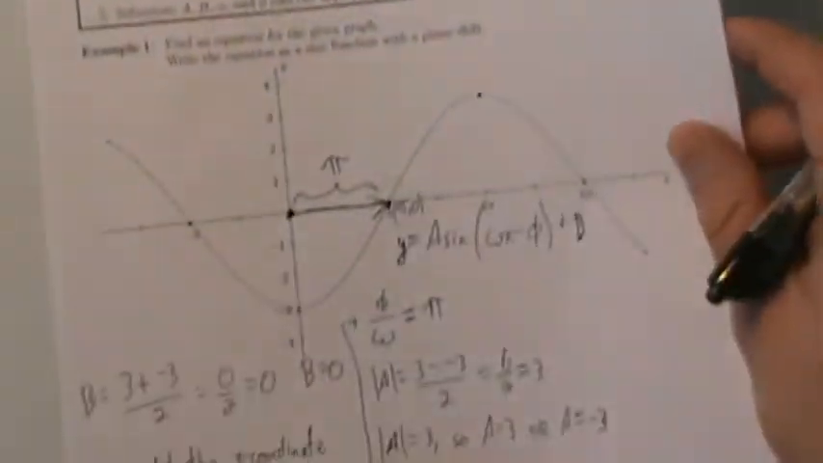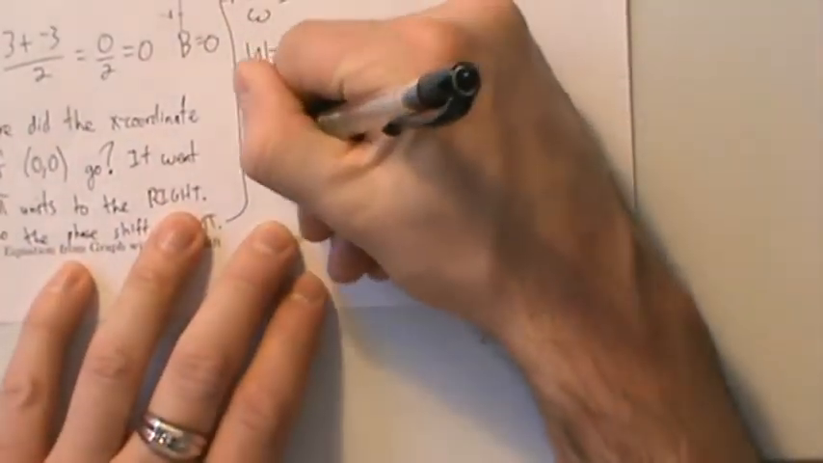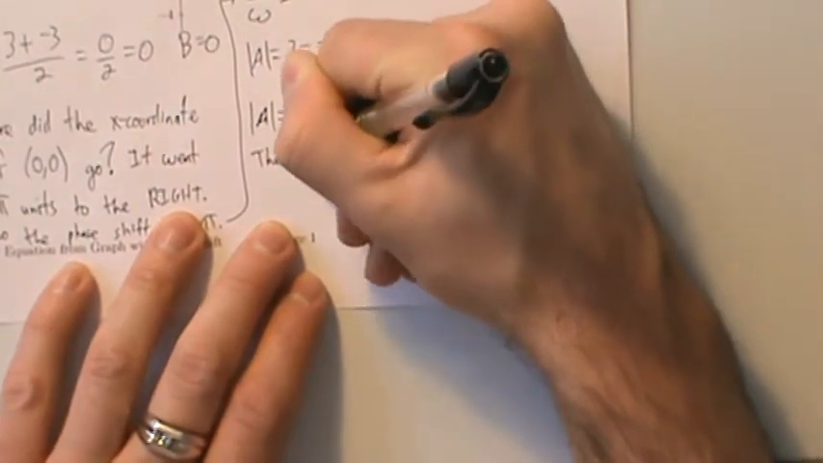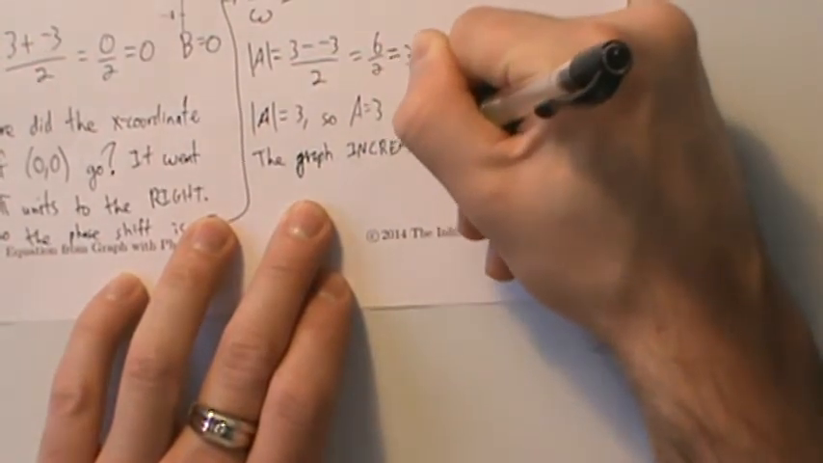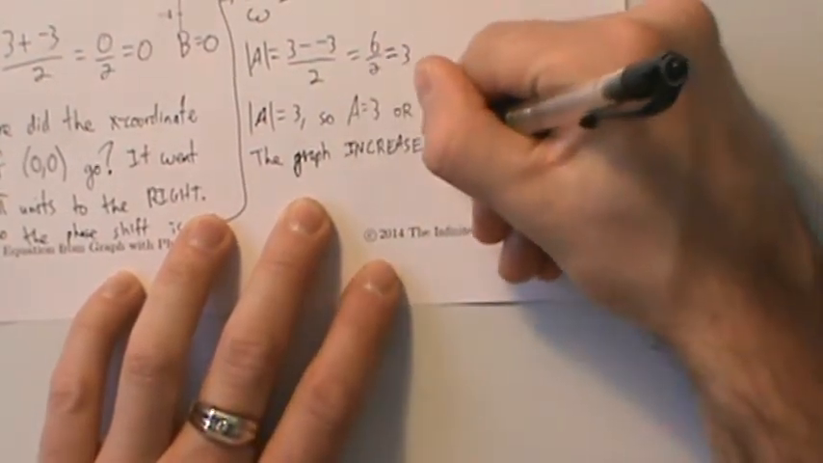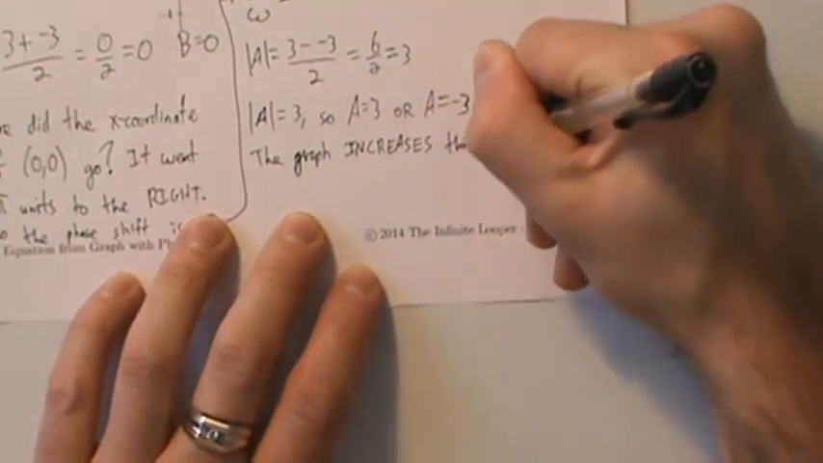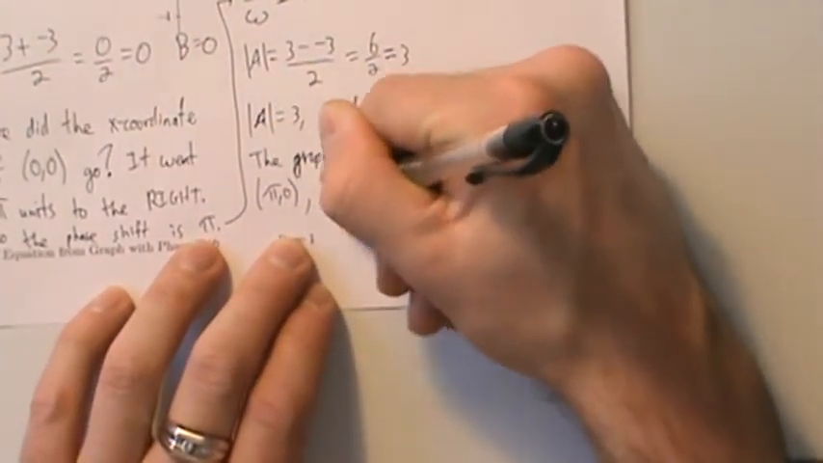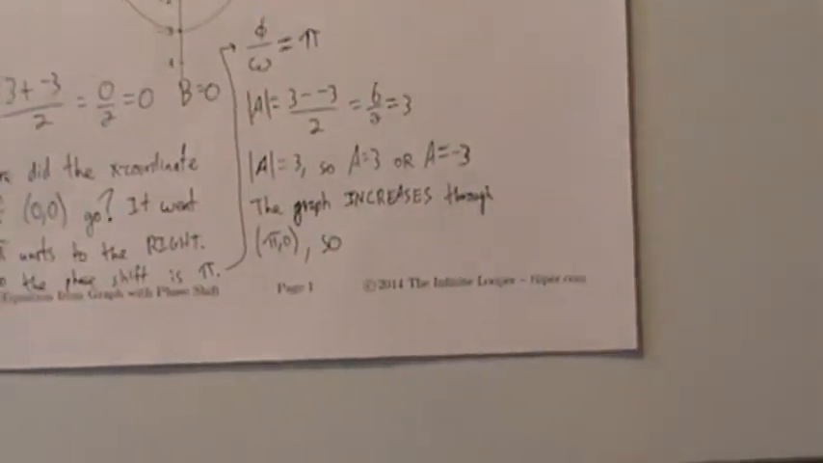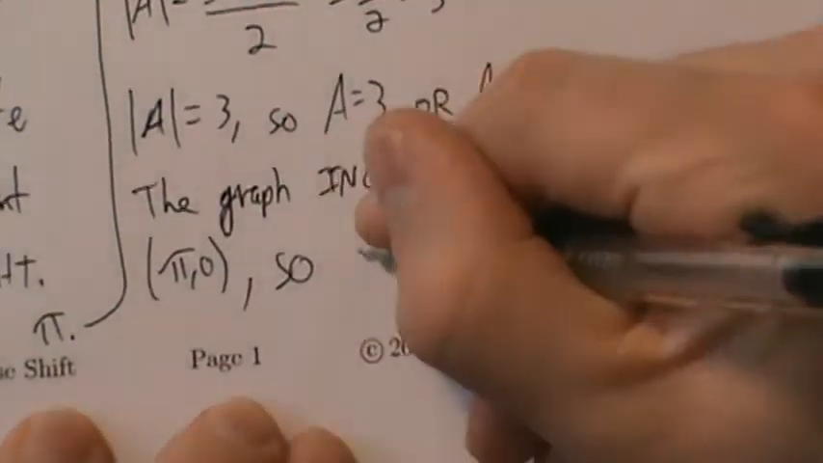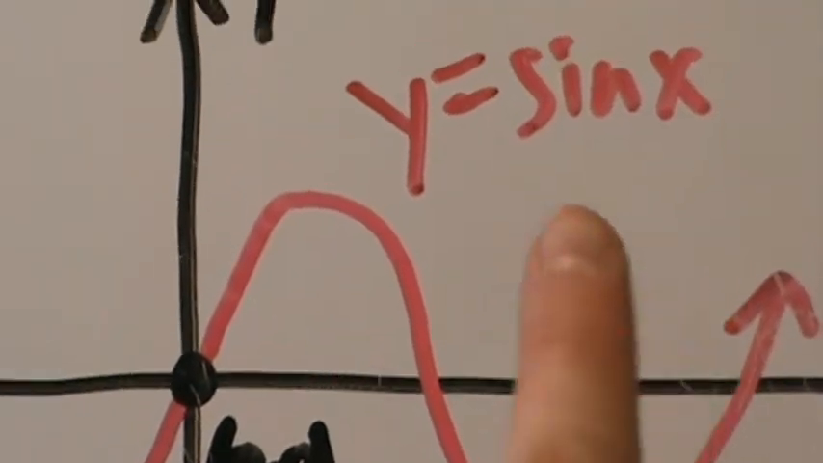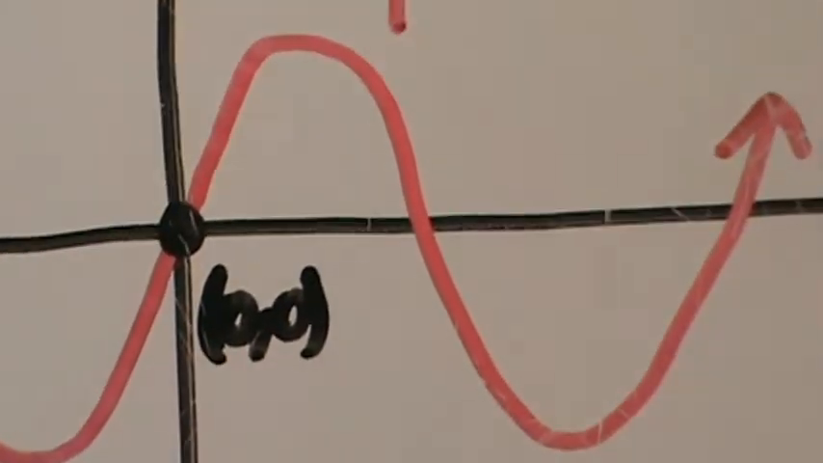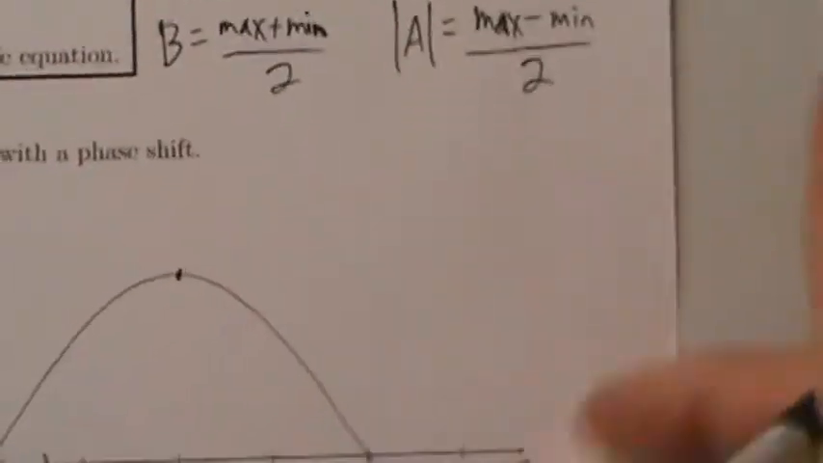So we say the graph increases through pi comma 0. So, maybe zoom in a little bit on this. The graph increases through pi comma 0, so A has to be positive. Okay, why does A have to be positive? Because y equals positive sine of x increases through 0, 0, and 0, 0 went up and moved to pi, 0.